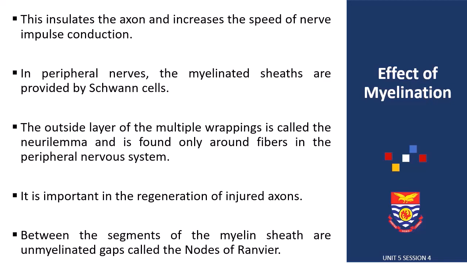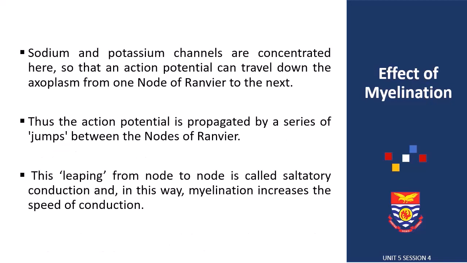And between the segments of the myelin sheath are the unmyelinated gaps called the nodes of Ranvier. The sodium-potassium channels are much more concentrated at this unmyelinated portion along the axon referred to as the node of Ranvier. And so the action potential is propagated by a series of jumps between the nodes of Ranvier, and the leaping from one node to another is referred to as saltatory conduction. And in this way, the myelination increases the speed of conduction.